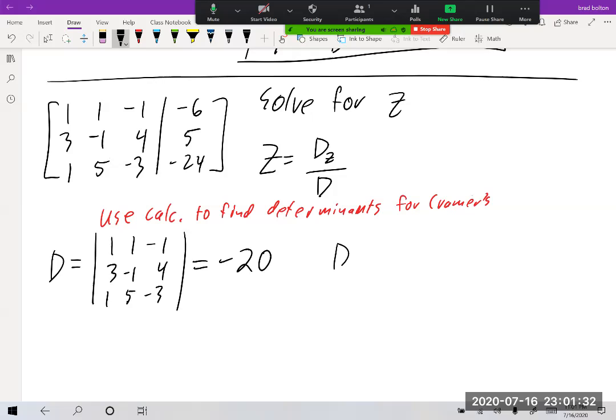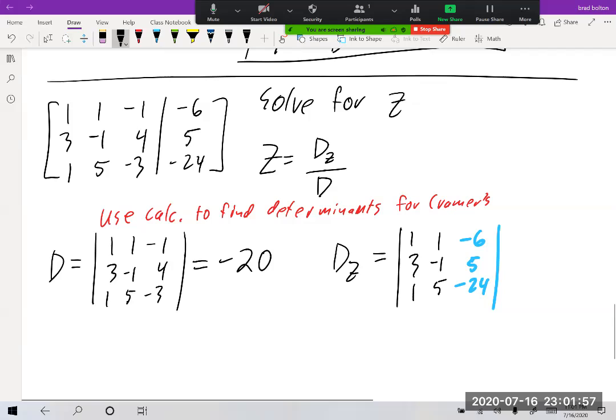Now I need to find D sub z. But in order to find D sub z, I have to replace the z column with the augmented column, or the equal sign column. So 1, 3, 1. 1, negative 1, 5, and now I'm going to do negative 6, 5, negative 24. I'll even write it in a different color so you guys know that I changed it. So that is the augmented portion that replaced z.